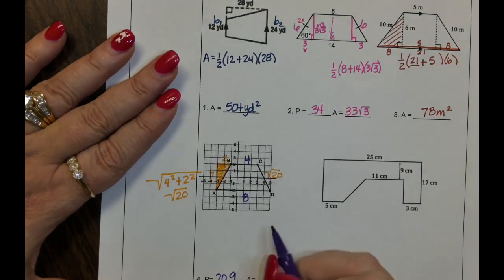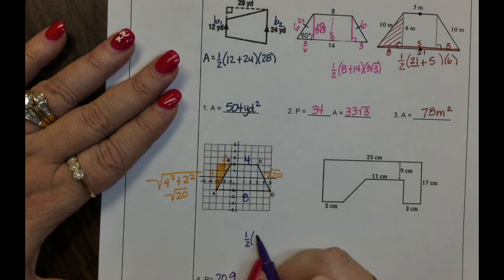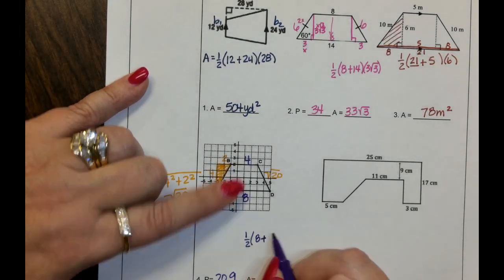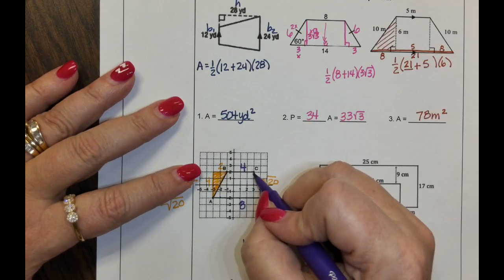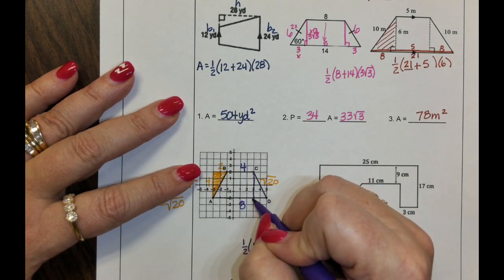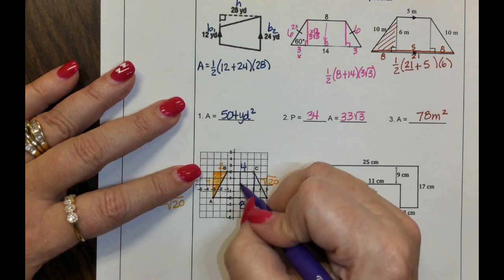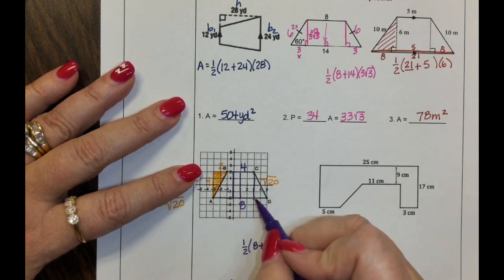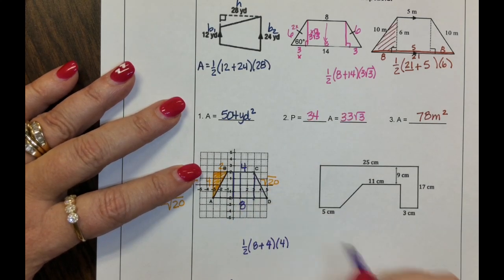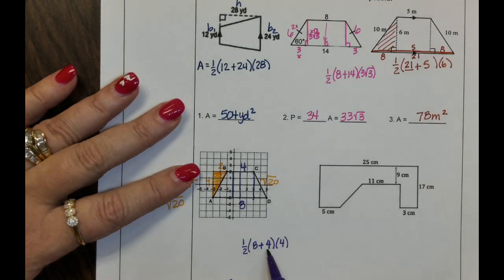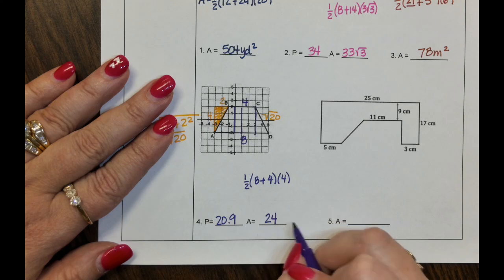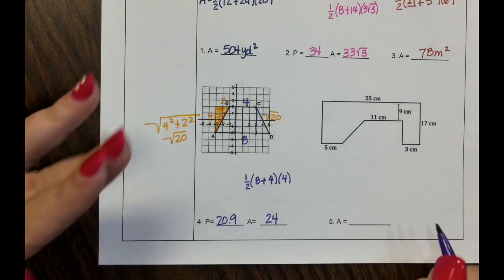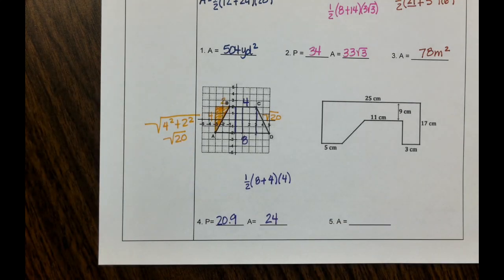Then we need the area. Area is 1/2, base 1, 8, plus base 2, 4, times the height. We don't have it, but we can count it, right? There's your height, 1, 2, 3, 4. You can draw your height anywhere, by the way. It doesn't have to always be from a corner, okay? But the height is 4. So 12, half of 12 is 6. 6 times 4 is 24. I do it however I need to so that I can do mental math. So the area of that figure is 24.